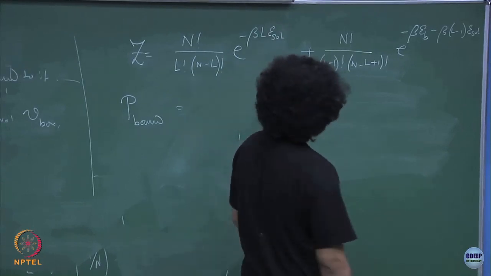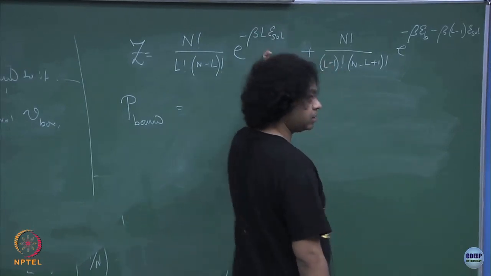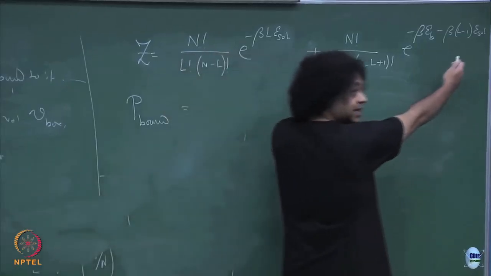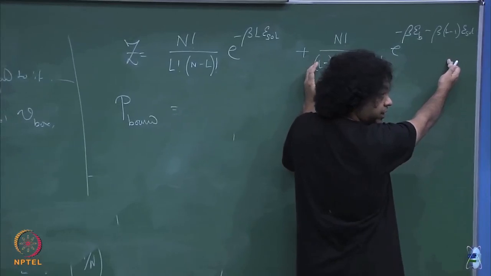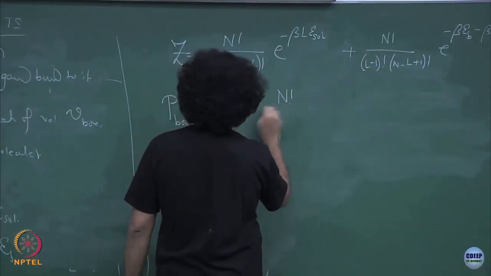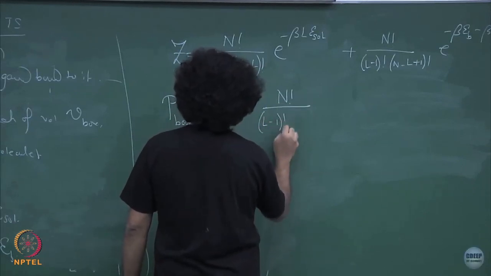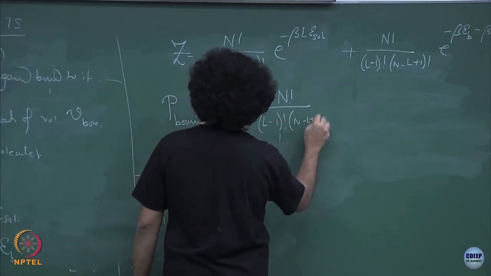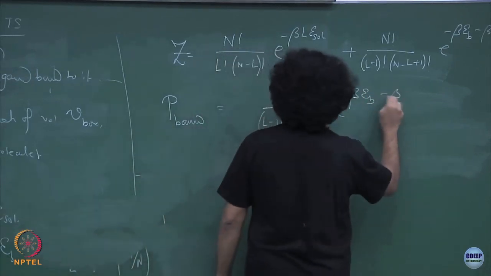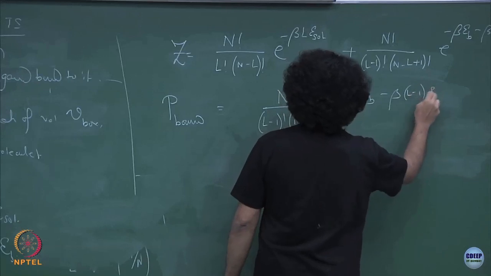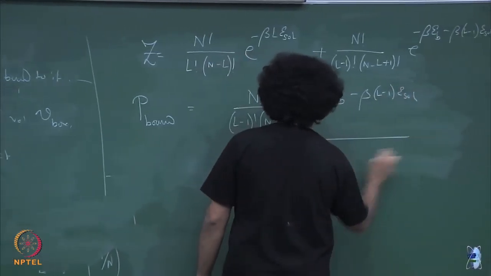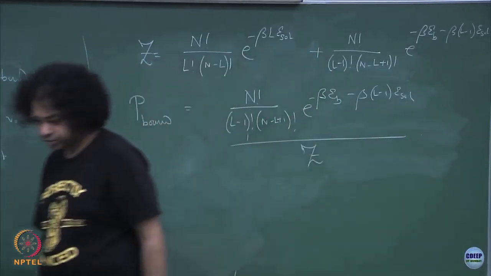Which one by which one? First one. So, the second one divided by the partition function. These are all the states that have a receptor bound to a ligand, right. Therefore, the probability that you have a receptor bound to the ligand is this N factorial by L minus 1 factorial N minus L plus 1 factorial e to the power of minus beta epsilon B minus beta L minus 1 epsilon sol divided by Z, right.